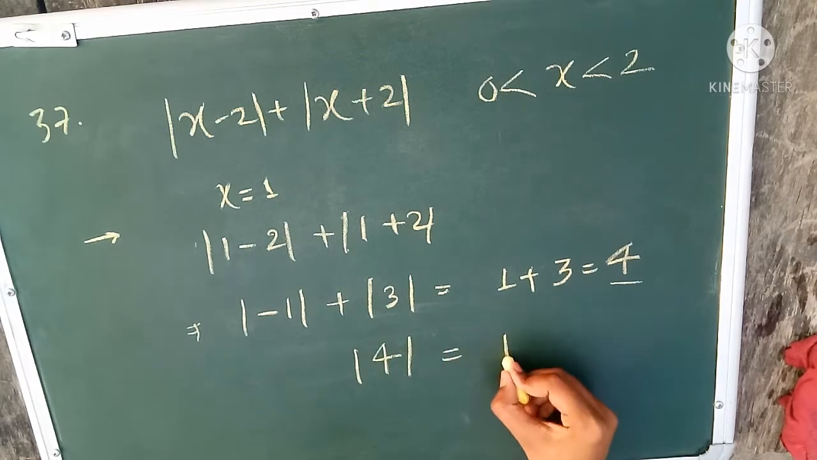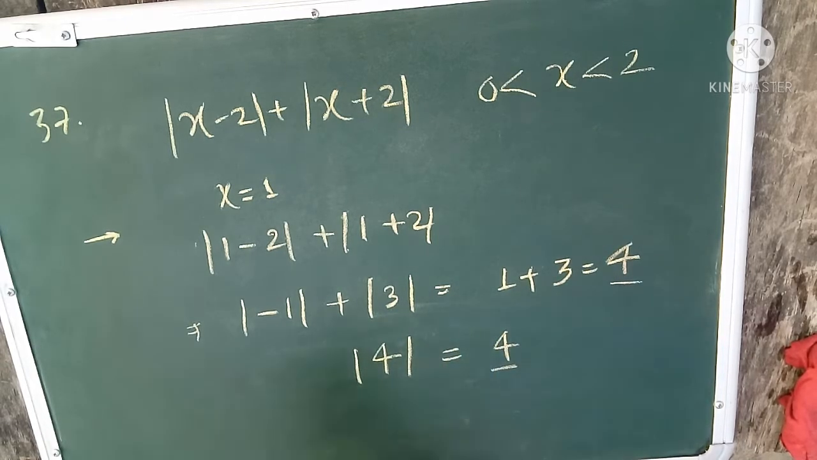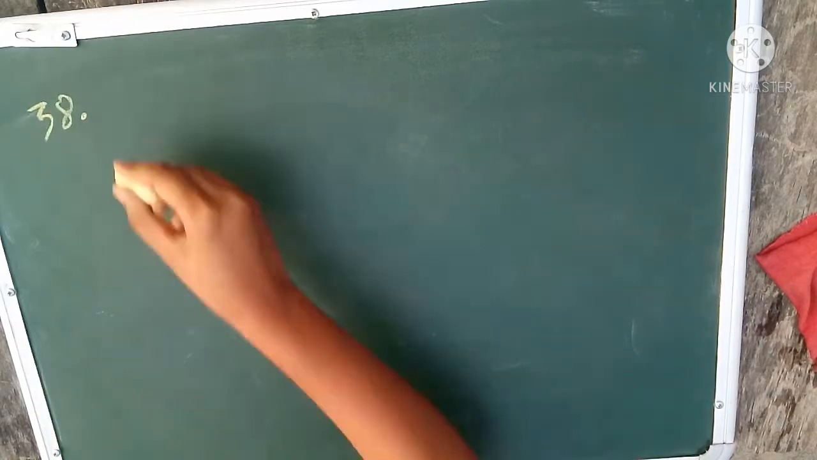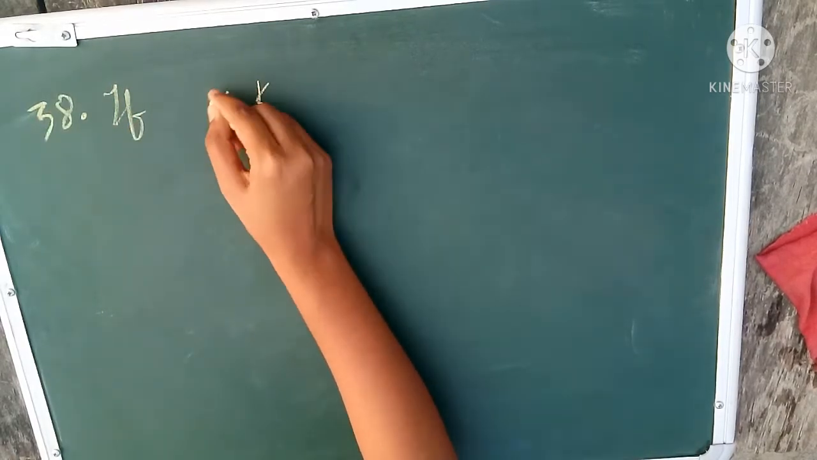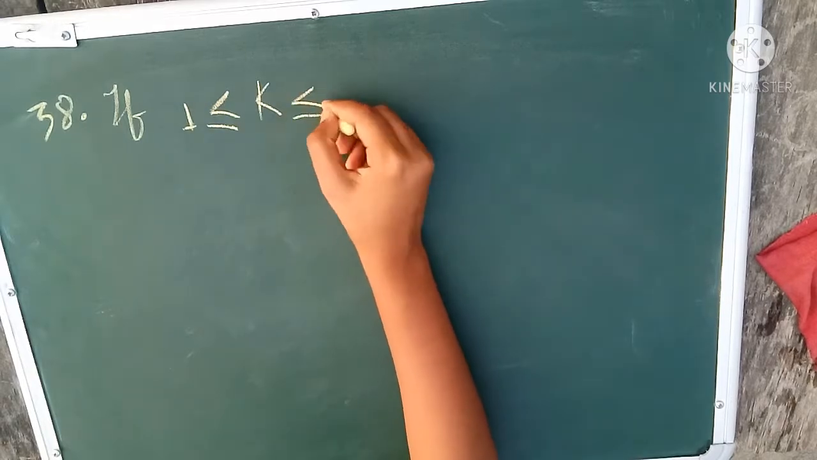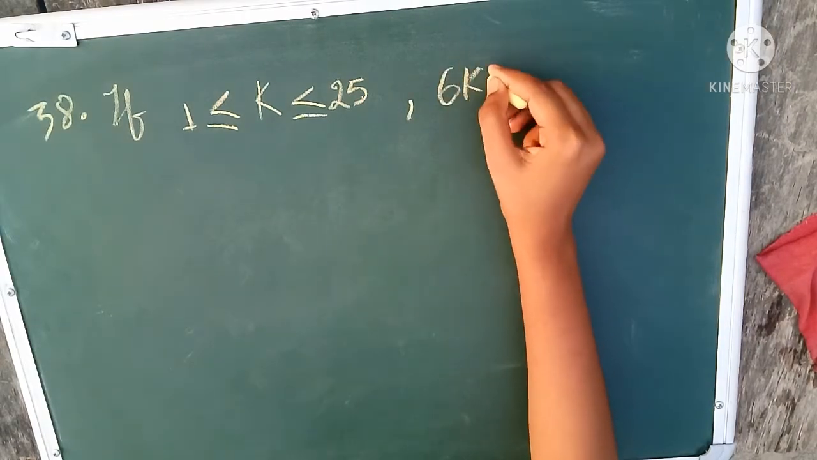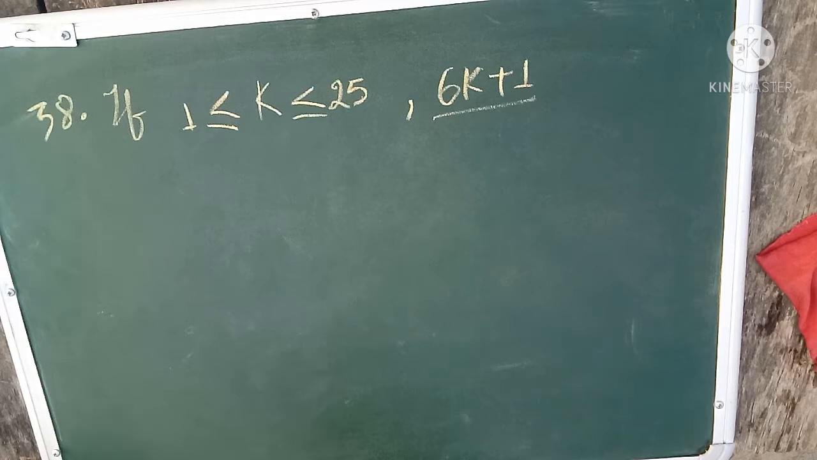So the answer of this question is also 4, and the absolute value of this term mod of x minus 2 plus mod of x plus 2, where the value of x is less than 2 and greater than 0, is equal to 4. It says that if the value of k is greater than or equal to 1 and is less than or equal to 25, then how many prime numbers are there in the form of 6k plus 1? So one by one we will put the value of k and find all the numbers, and then we will check which of them are prime.